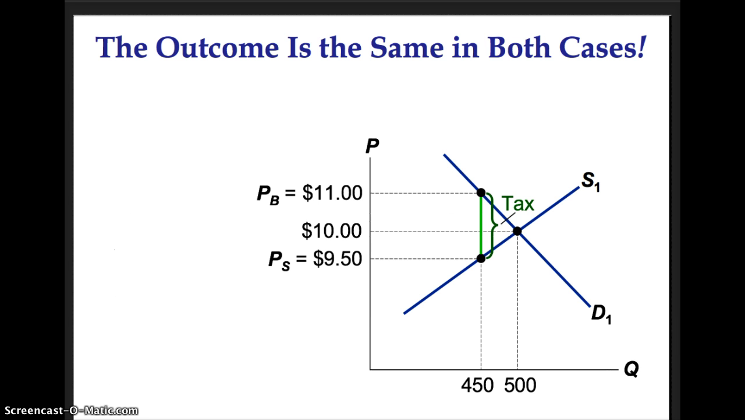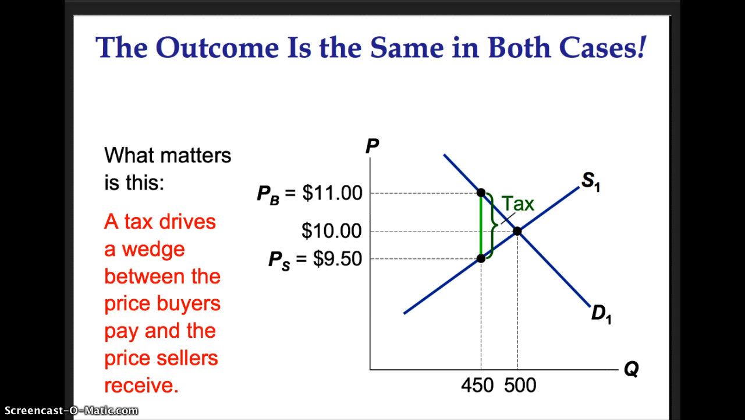The effects on price and quantity and the tax incidence are the same whether the tax is imposed on buyers or sellers. Buyers pay $11, sellers receive $9.50, and the quantity is 450. Buyers have $1.50 of the tax burden, and sellers have 50 cents of the tax burden. What matters is this: a tax drives a wedge between the price buyers pay and the price sellers receive.